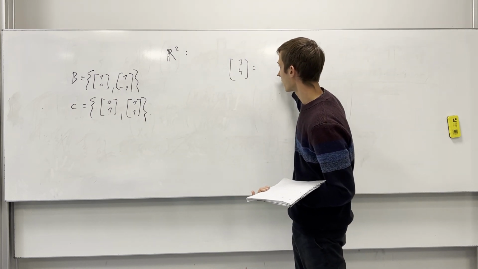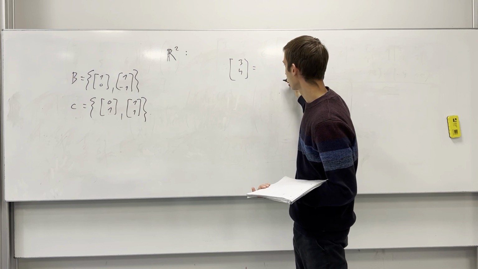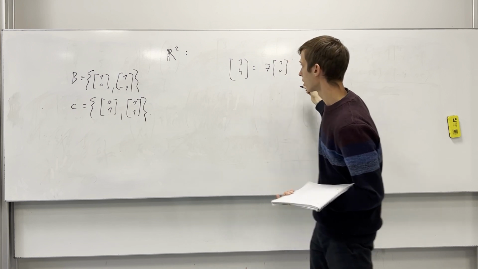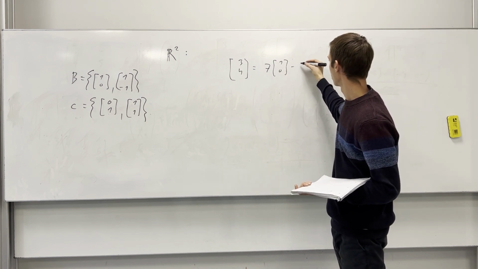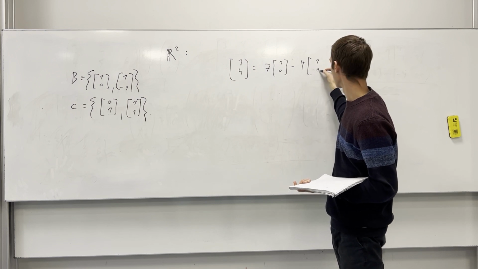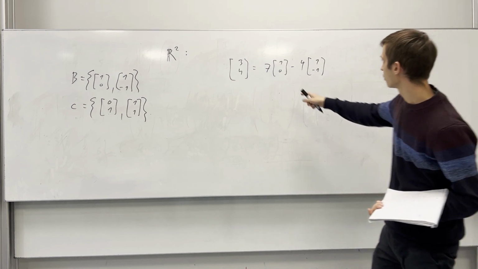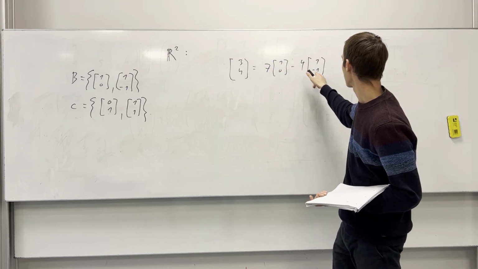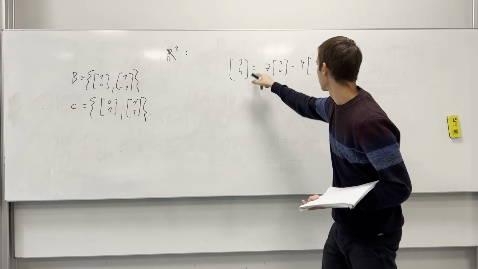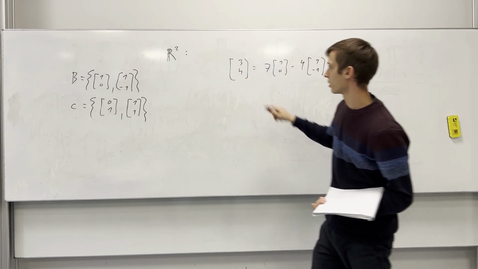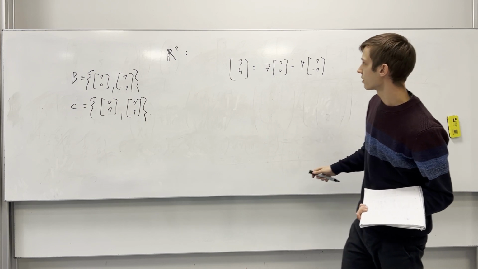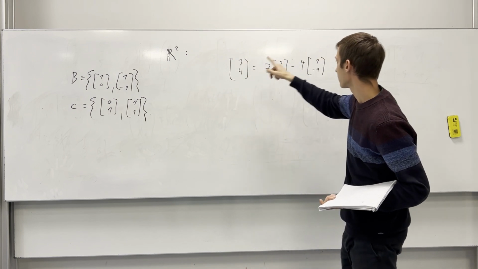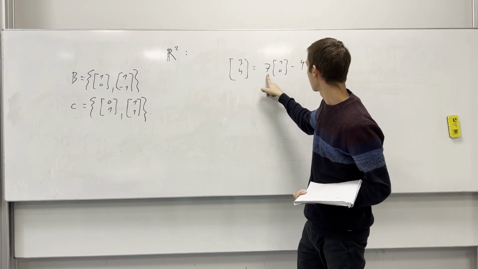What actually works is 7 times (1, 0) minus 4 times the second one, (1, -1). Just to check it, 7 minus 4 is the 3, and 0 plus 4 is the 4 right here. So if we want a linear combination of these vectors to make the vector (3, 4), we need the weight 7 for the first vector and -4 for the second one.